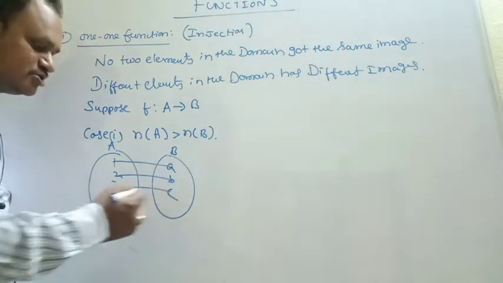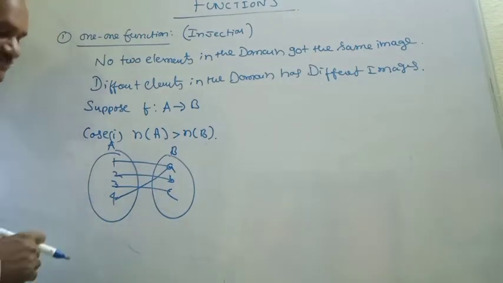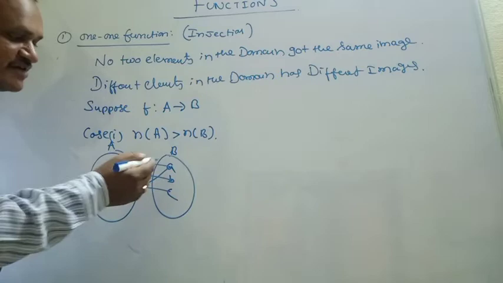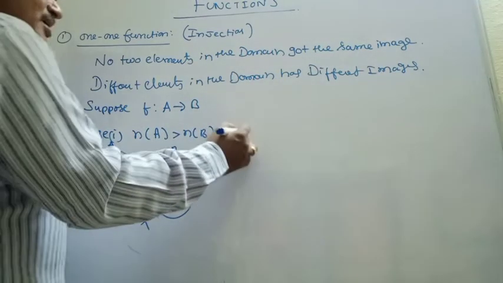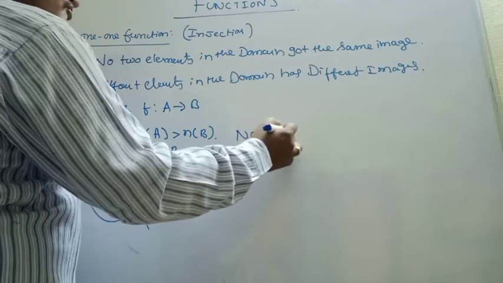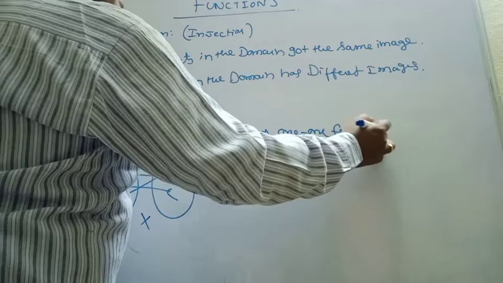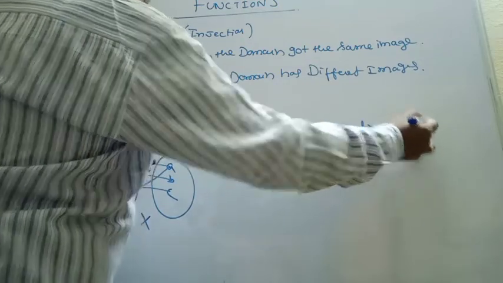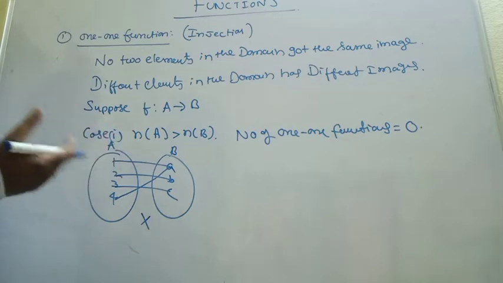1 with A, 2 with B, 3 with C, 4 with some other element it should map. Suppose it should be a function, then it is not a 1-1 function. Therefore, when n(A) is greater than n(B), the number of 1-1 functions, the number of injections, is equal to 0. When n(A) is greater than n(B), the number of 1-1 functions becomes 0.